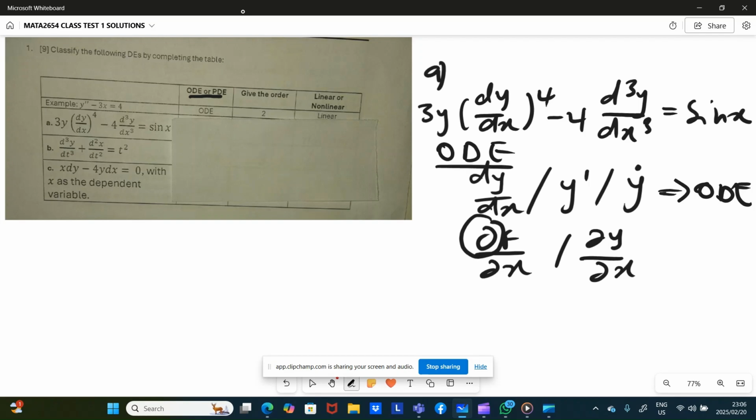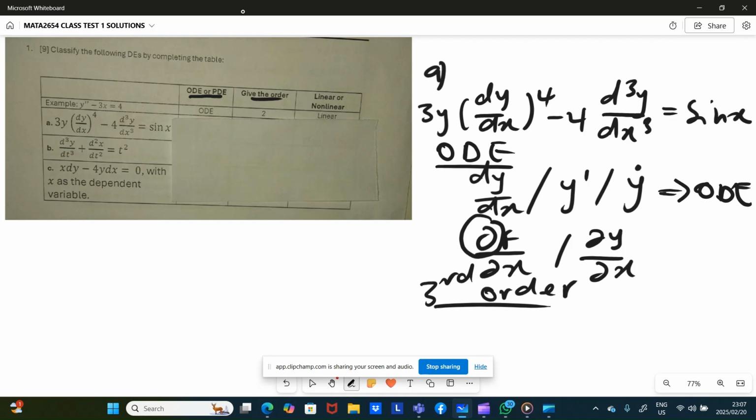Now, the second question says that we should give the order. What is the order of this differential equation? In order to identify the order, we look at the one that has the highest derivative. Here we see just the first derivative, y prime. However, this one is the third derivative. That means this whole differential equation is of order 3. It is a third order ordinary differential equation.